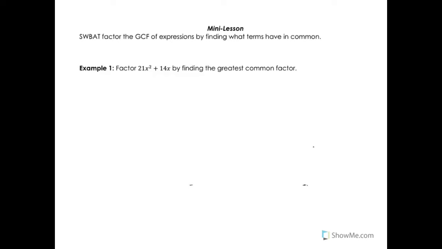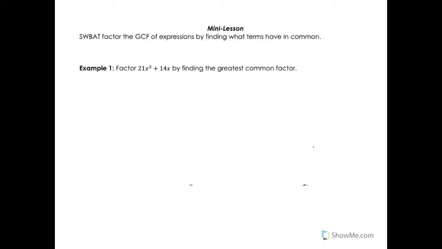Today's objective is to be able to factor the greatest common factor of expressions by finding what terms they have in common. In our first lesson, the greatest common factor of the expressions that we worked with only had constants. In our second lesson, the greatest common factor of our expressions only had variables. Today, we're going to be putting those things together, and we are going to look at expressions whose greatest common factors will have both a constant and a variable.